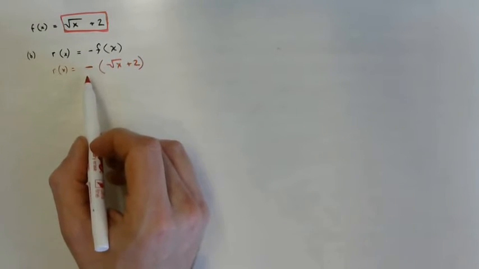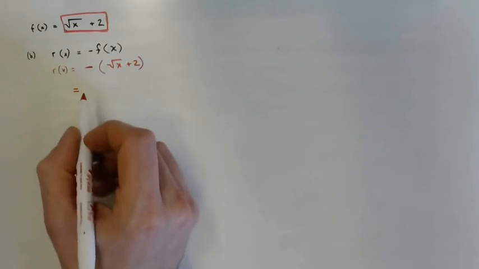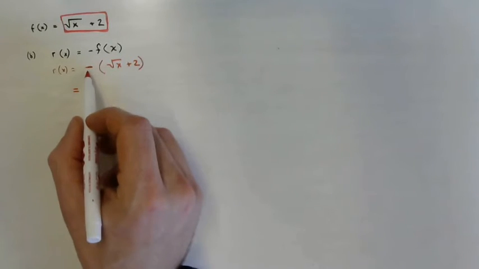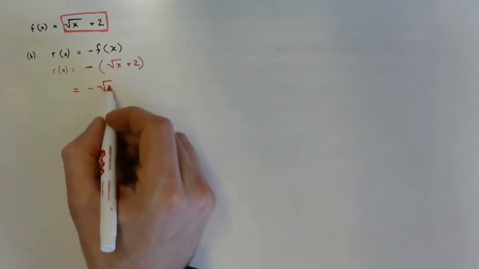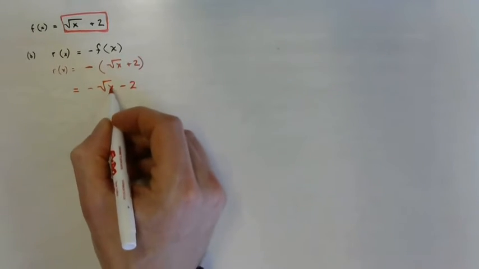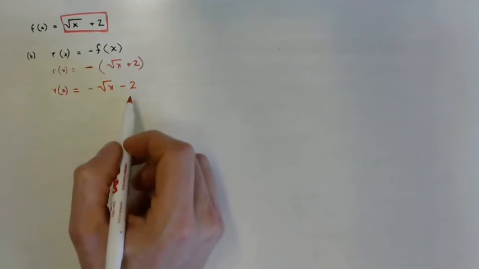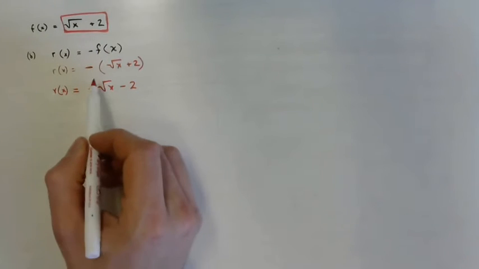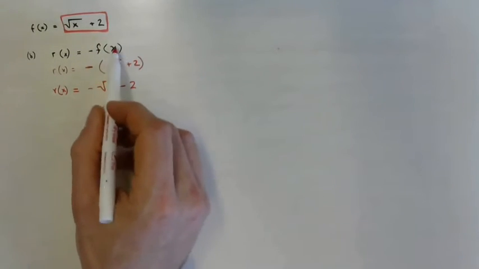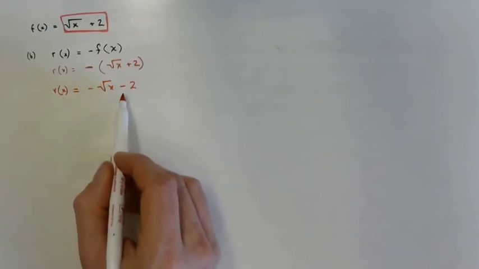So now negative f of x is the whole function. If I was going to simplify this expression, which I can do, watch what it becomes. This negative gets distributed to both terms: negative radical x minus 2. This is the simplified r of x. It's based on r of x equals negative f of x. The negative sign applies to the whole function. It applies to both terms within the function. So it's negative radical x minus 2.